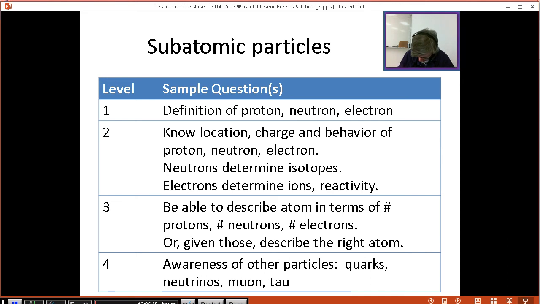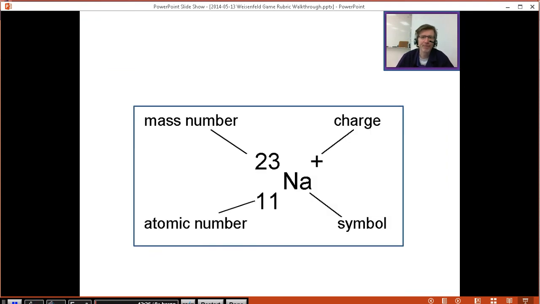We're here, line 6, 7, 8, line 8 on the rubric. Hey, and then for level 4, there's some crazy particles out there named quarks, neutrinos, muons, tau particles. Hey, if you want to do some research on those, put those in your game, you can do that.